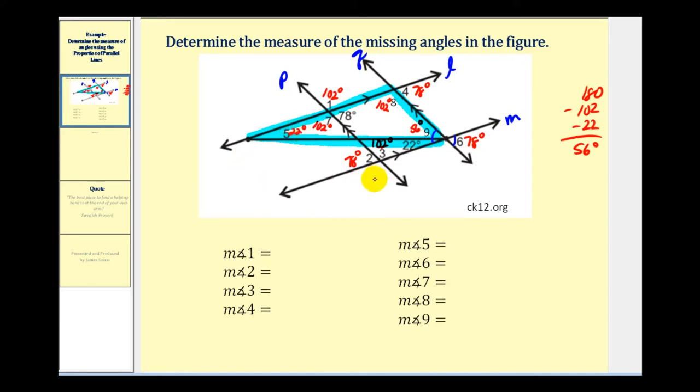And now I think we have everything. Let's go ahead and record it. Angle 1 was 102 degrees. Angle 2 was 78 degrees. Angle 3 was 102 degrees. Angle 4 was 78 degrees. Angle 5 was 22 degrees. Angle 6, 78 degrees. Angle 7, 102 degrees. And the measure of angle 8 was 102 as well, and the measure of angle 9 was 56 degrees.